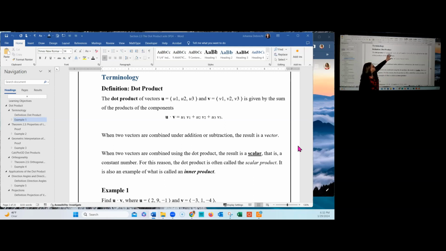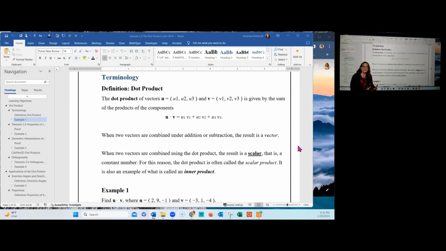So in this case, vector 1 is u, which has 3 components, u1, u2, u3, and vector v, which has 3 components, v1, v2, v3, which are the x, y, and z coordinates, basically, of the terminal point if you have the vector in standard position with the initial point at the origin.